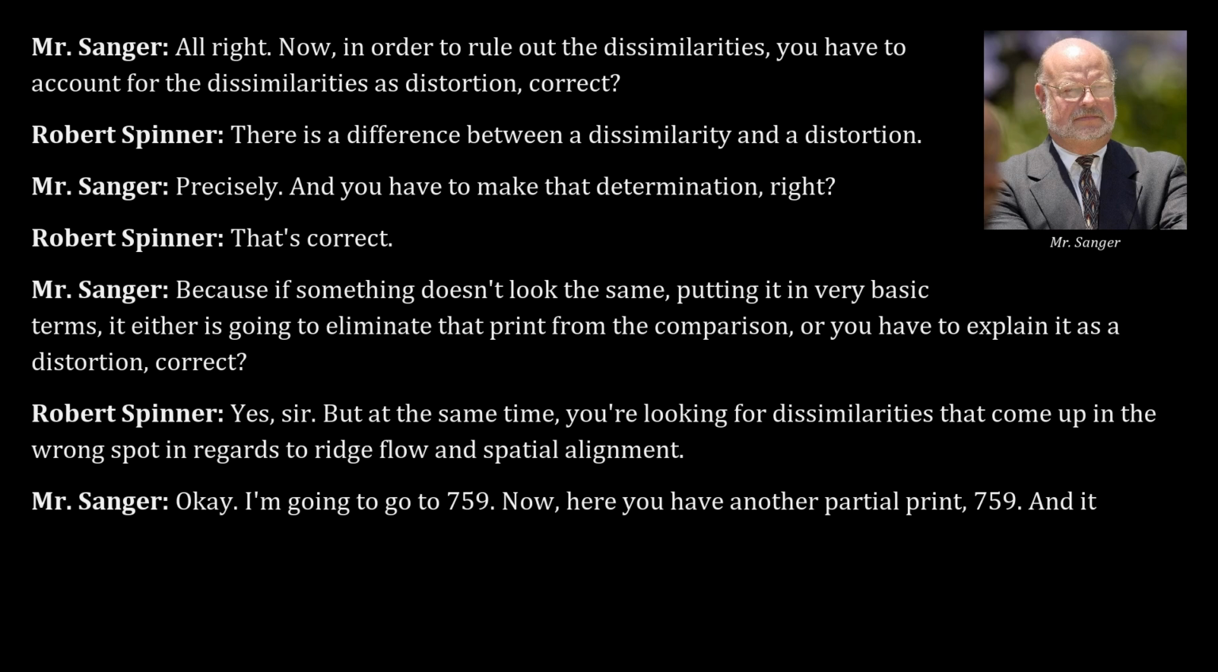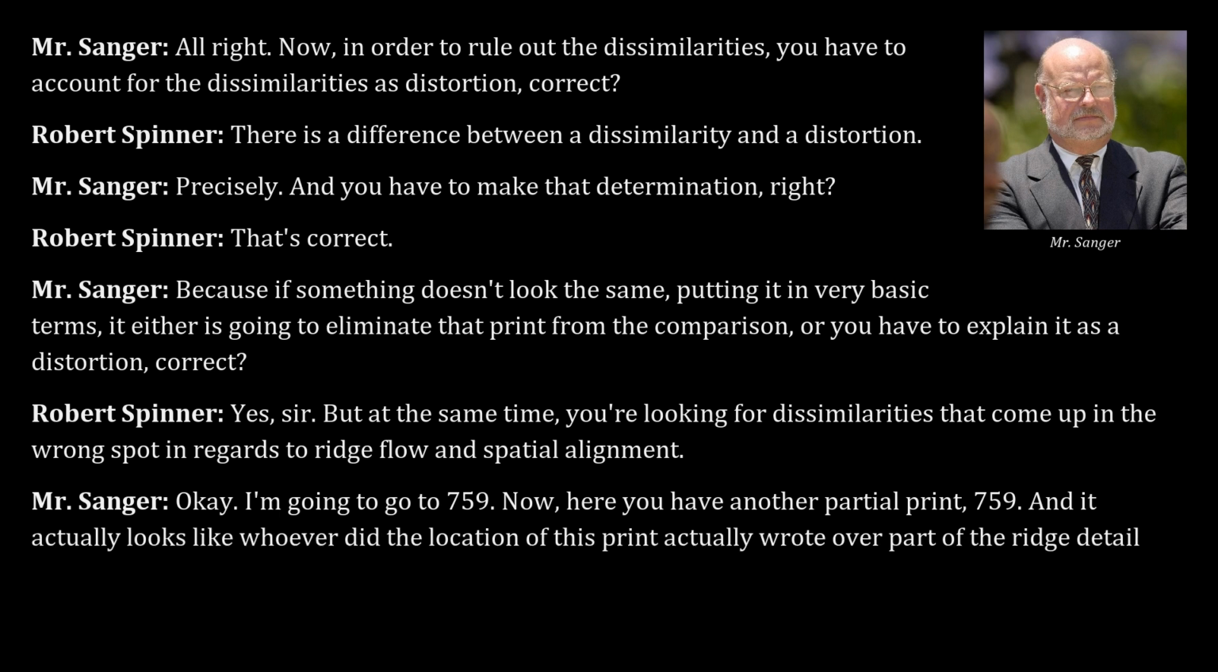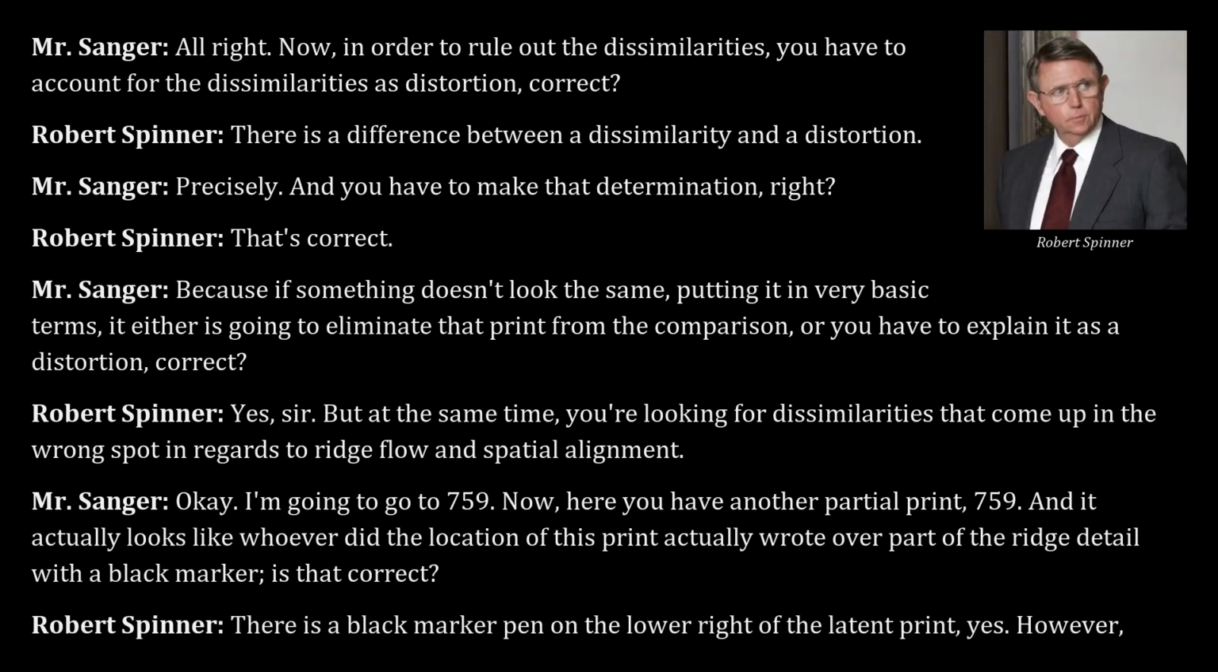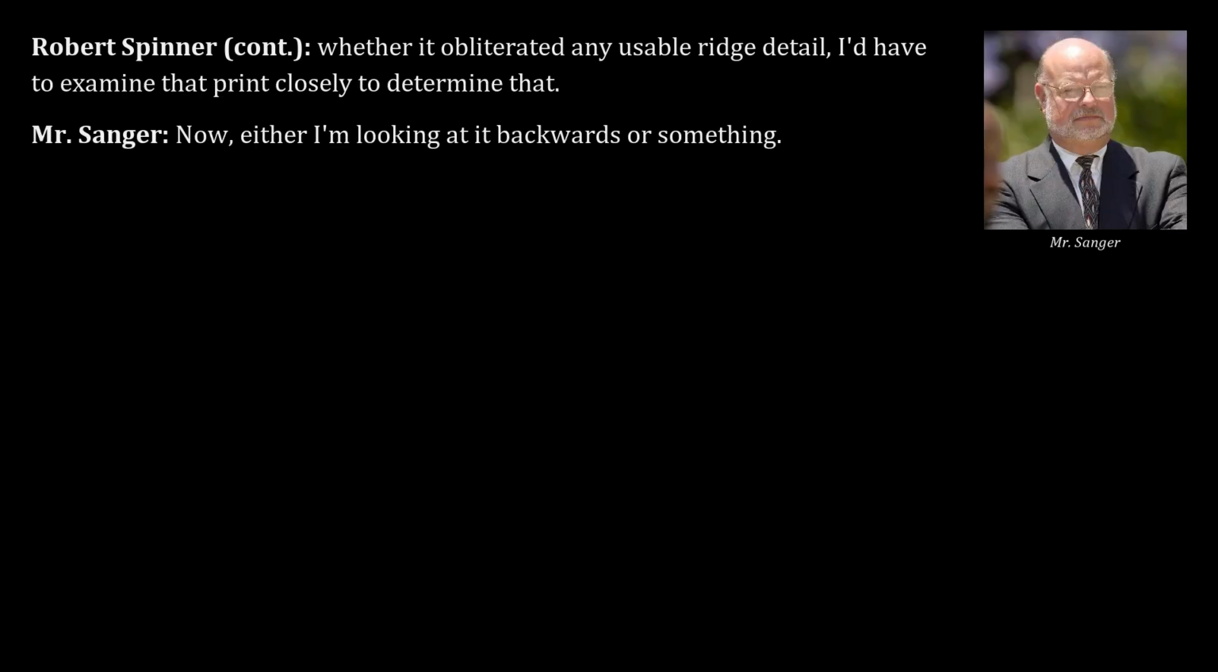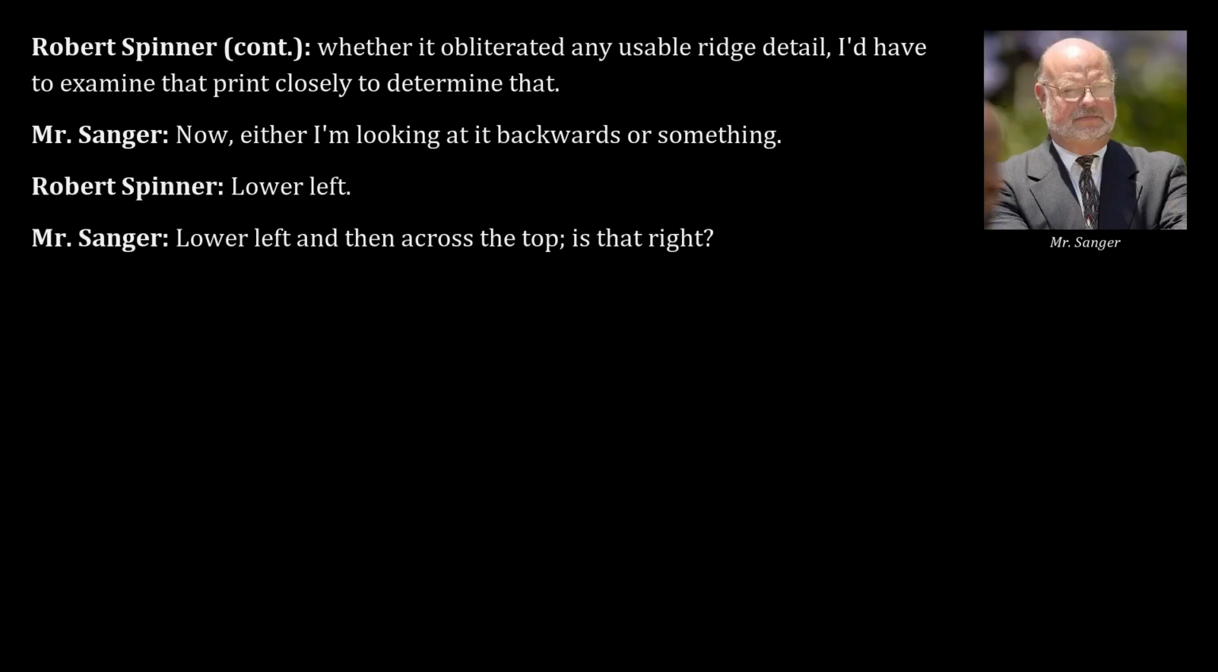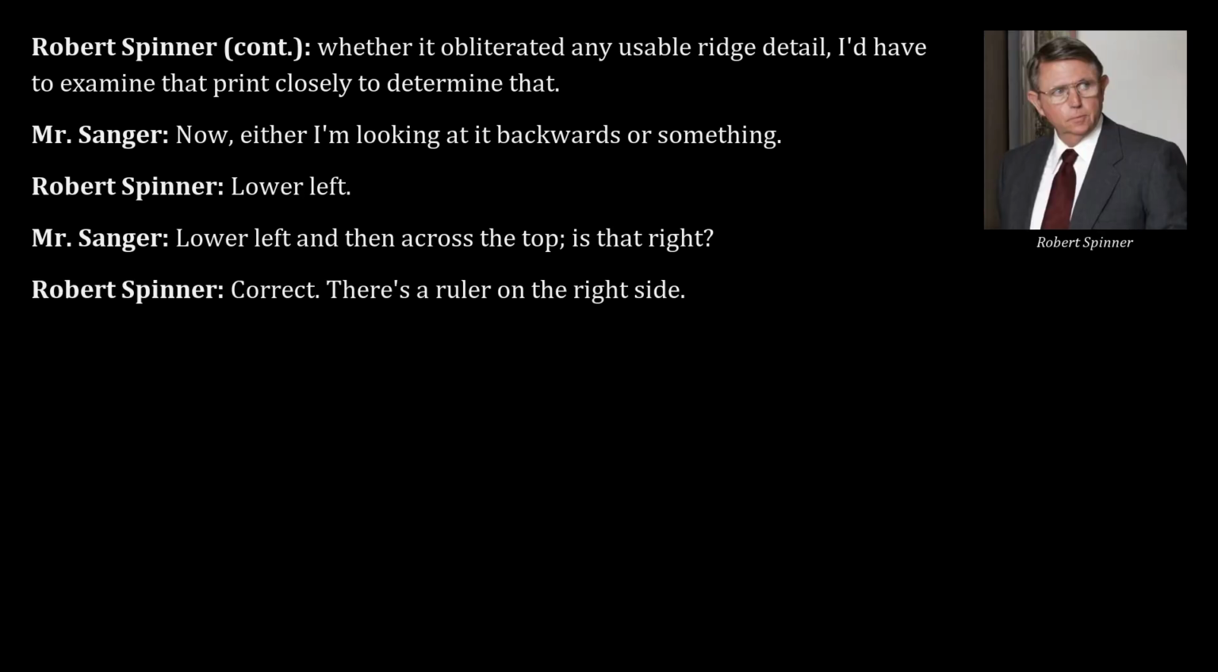Okay, I'm going to go to 759. Now, here you have another partial print, 759. And it actually looks like whoever did the location of this print actually wrote over part of the ridge detail with a black marker. Is that correct? There is a black marker pen on the lower right of the latent print, yes. However, whether it obliterated any usable ridge detail, I'd have to examine that print closely to determine that. Now, either I'm looking at it backwards or something. Lower left and then across the top, is that right? Correct. There's a ruler on the right side.